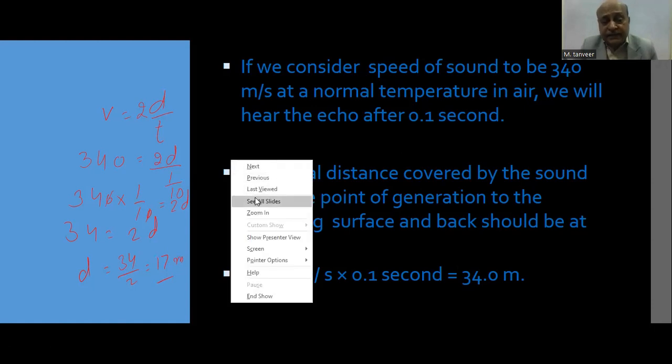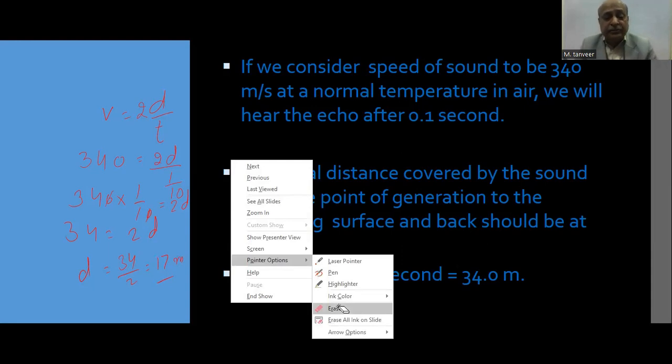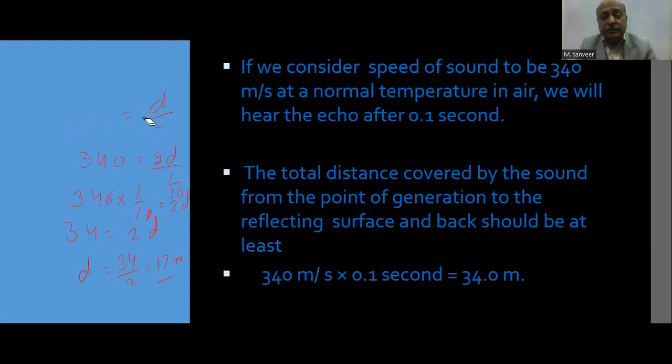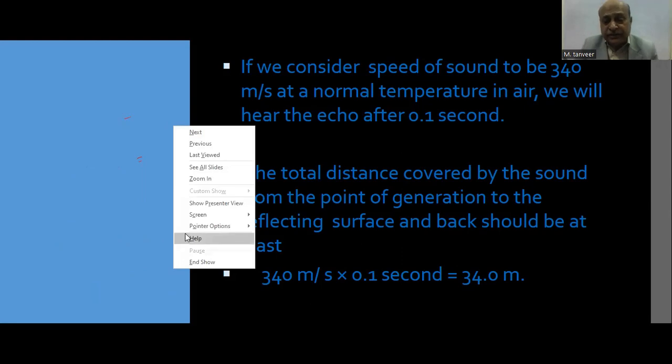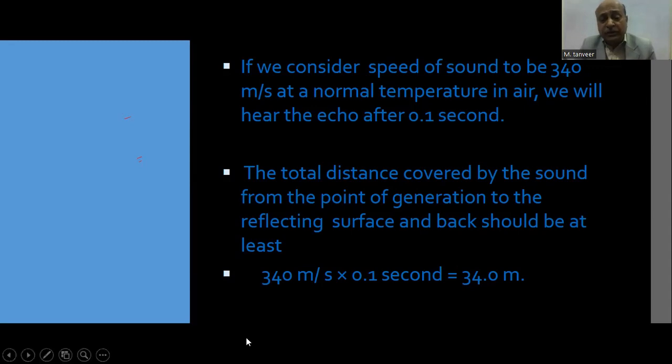If the distance is less than this minimum distance, then we are unable to hear a separate sound, and that sound will be mixed in the first sound. So 17 meter is the constant for hearing an echo in air. If the distance is less than 17 meter, then we are unable to hear a separate sound. But if the distance is more than 17 meter, then we will hear that sound separately, and that sound which we hear separately is called echo.